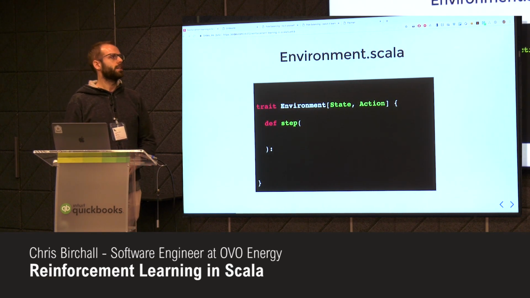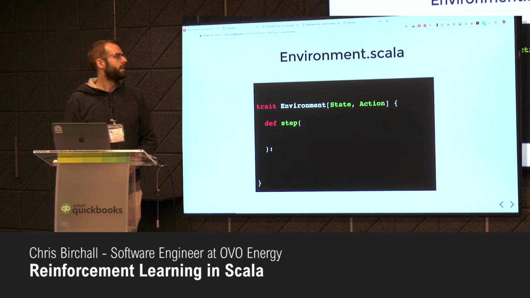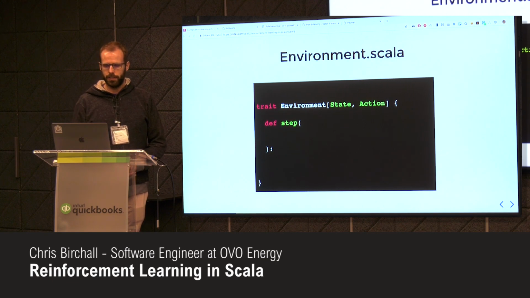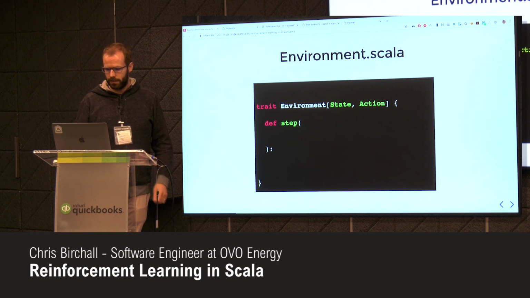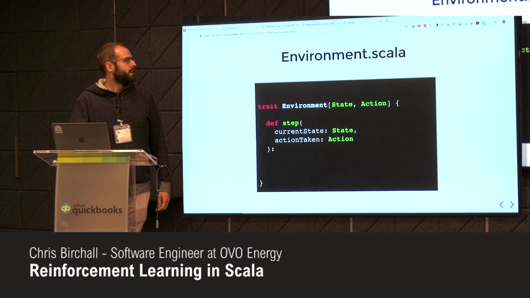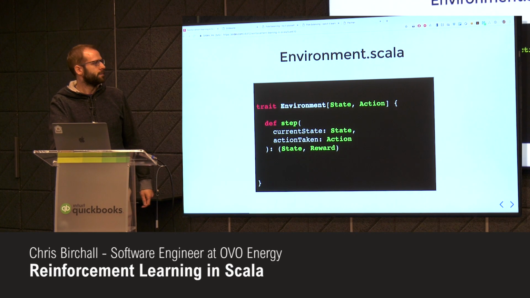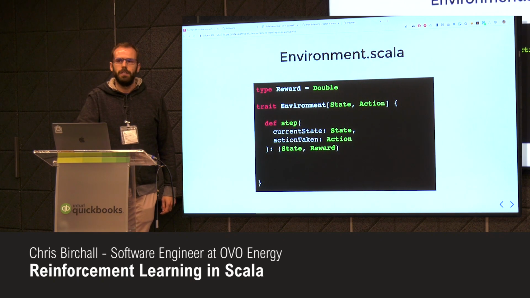So let's start having a look at what this might look like in Scala. We'll start by defining an interface for an environment. We're going to make this whole framework quite generic so that we can reuse it for many different types of problems. So it's going to be polymorphic in the type of the state and the type of the action. And it's going to define one function called step. This represents one time step. Given the current state that the agent is in and the action that the agent took, it needs to return the next state and the reward. And the reward is always just a double.